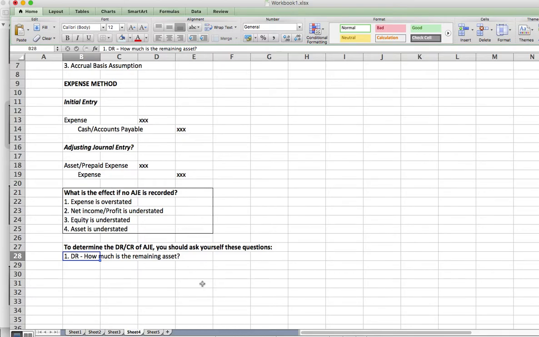So, kung supplies yan, sinabi, supplies were purchased on October 1, 2020. The 50,000 supplies were initially recorded as an expense. At the end of the period, the remaining asset is 25,000 pesos. The remaining supplies is 25,000 pesos. What is the debit side of the journal entry? Or what is the adjusting journal entry?